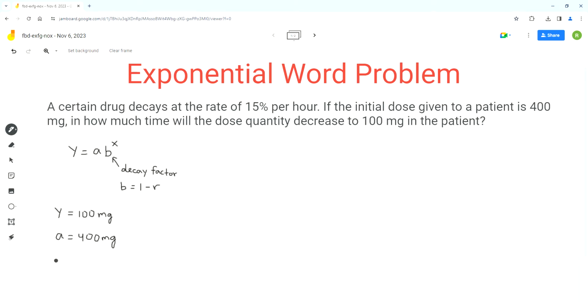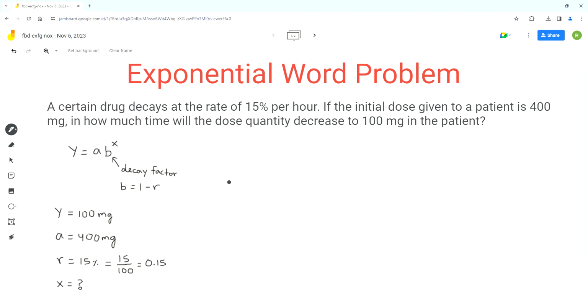The b value here will be equal to 1 minus r. So first we can write the value of r. Now r here represents the decay rate, which is given as 15% per hour. Now we will have to use the value of r in decimal form. So we'll convert this percent to decimal by dividing it by 100, which is equal to 0.15. The x value is the number of decay periods, which is what we have to find. So that's the unknown.